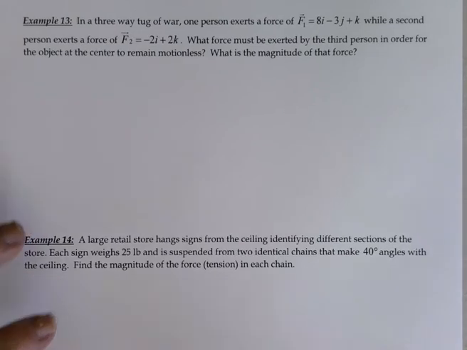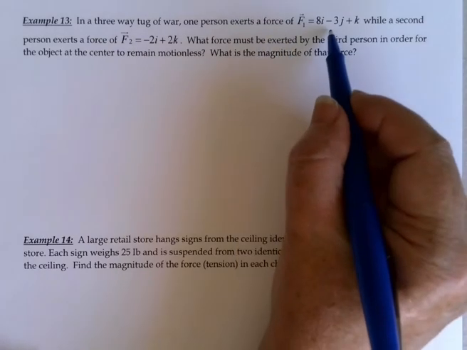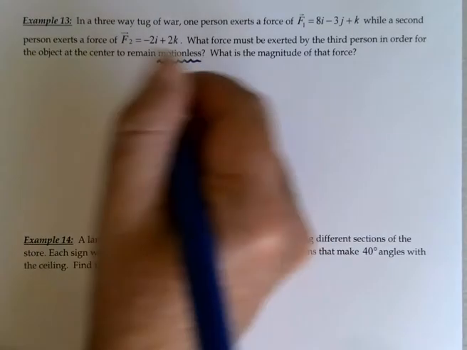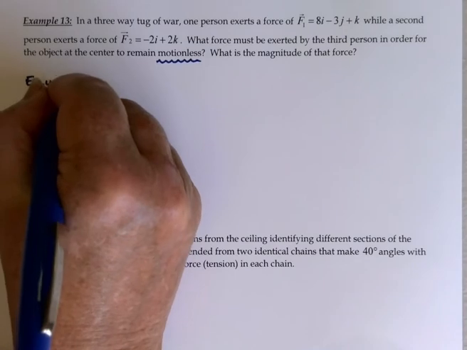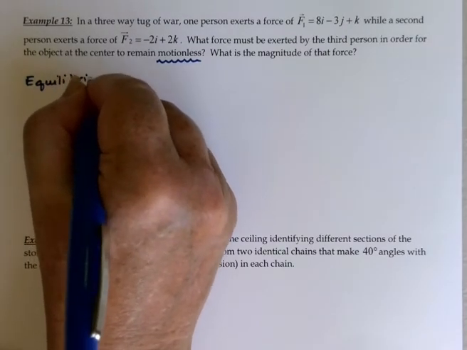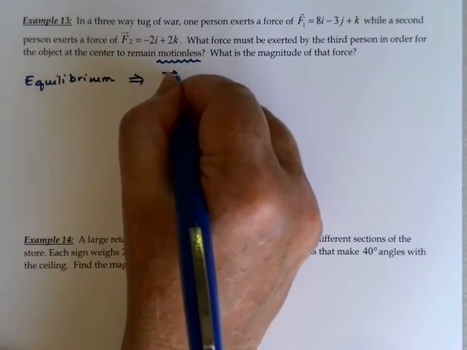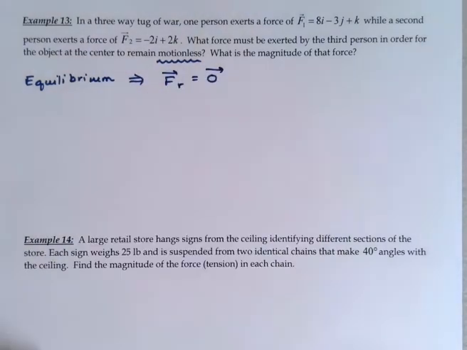All right. In example 13, we have a three-way tug of war. One person exerts the force F1, second person has got a force of F2. We'd like to know what force must be exerted by a third person in order for the object at the center to remain motionless. And then we'll find the magnitude of that force. Motionless tells me that I am in equilibrium. Meaning that the resultant force must be zero.